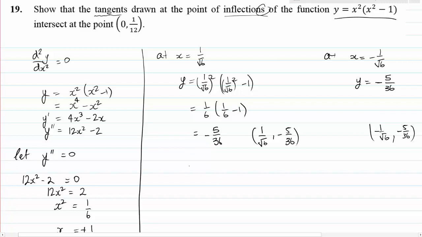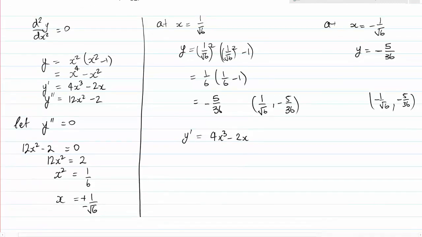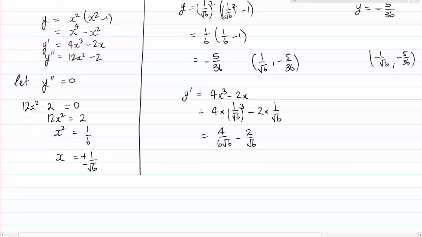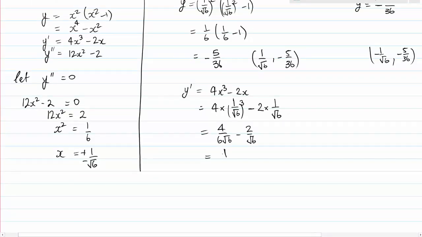And at x equals 1 over root 6, we have y dash, which is our gradient, equal to 4x cubed minus 2x, which in this case will be 4 times 1 over root 6 cubed minus 2 times 1 over root 6. So this is going to be a little bit trickier to play around with. Still not too bad. So I end up with 4 over 6 root 6 minus 2 over root 6. I rationalise the denominators to give me 4 root 6 over 36 minus 2 root 6 over 6.